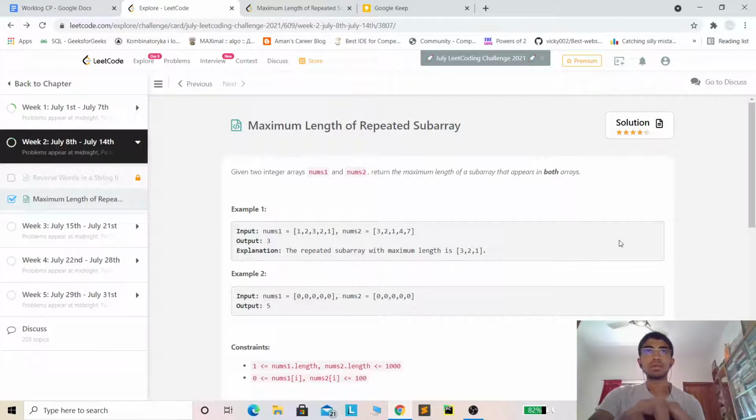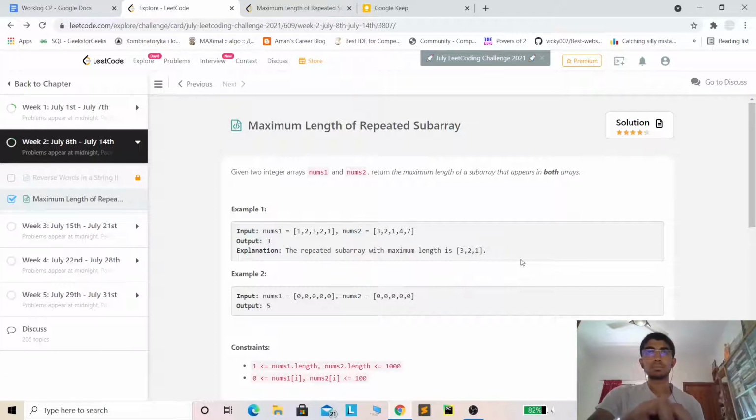And today the question is maximum length of repeated subarray. So they have given us two arrays, and we just have to find out the longest subarray which occurs in both the arrays. For example, over here, the longest subarray which occurs in both of these arrays is 321. The 321 occurs over here in the first array, and over here in the second array. So the answer is 3 because the length of that is 3.